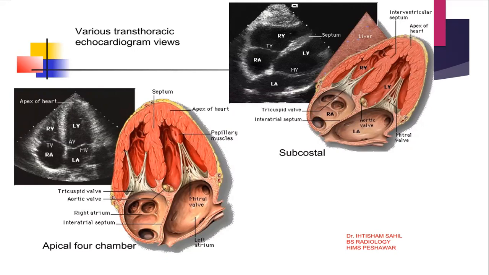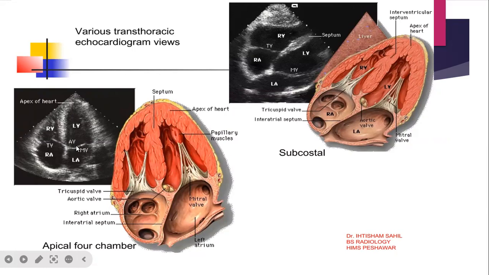This is called the apical four-chamber view. The apical four-chamber view looks like that. You see that there is the left ventricle. You will be able to visualize the left ventricle and the right ventricle. This is the interventricular septum. You can see it because it is dense and very bright. Then you can see the interatrial septum.